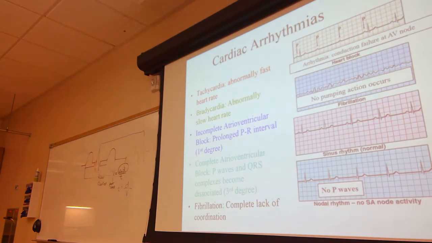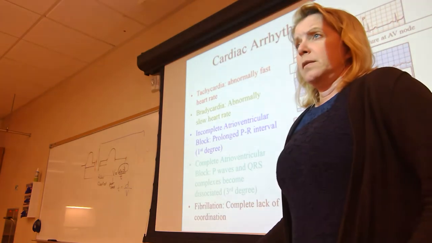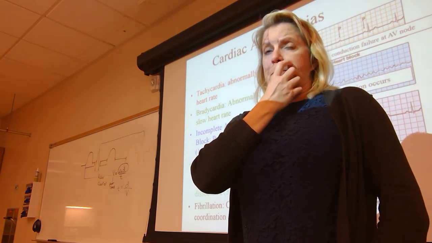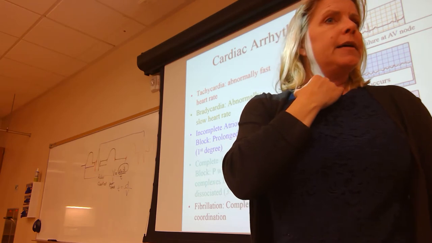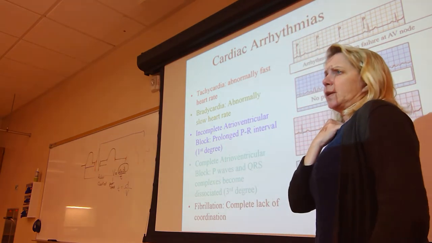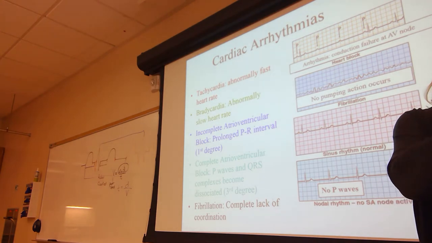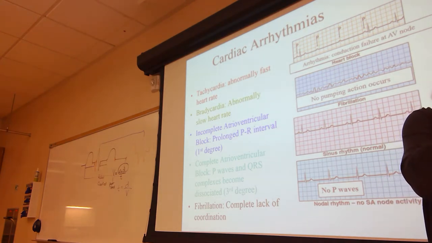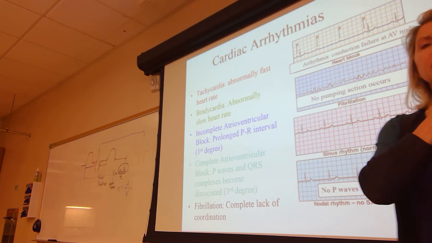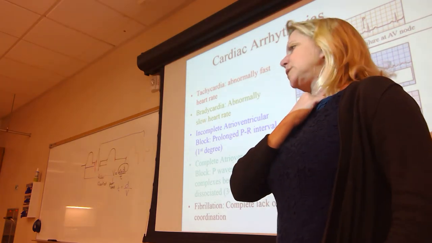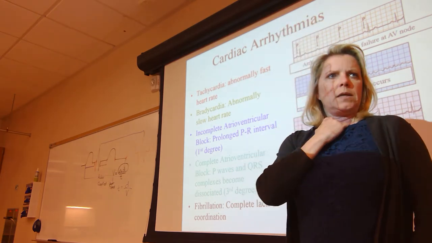Another set of matching terms about heart rhythms. Tachycardia. A very fast resting heart rate. What's fast? More than 100 beats per minute at rest. Bradycardia, abnormally slow heart rate. What's too slow at rest? Below 60 beats per minute.